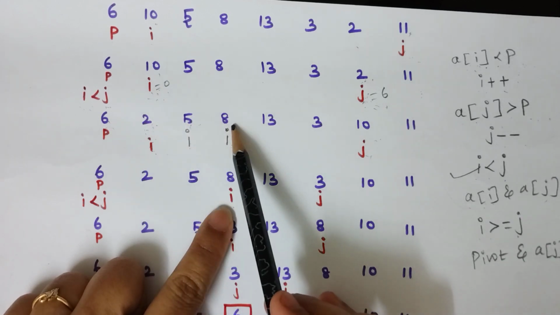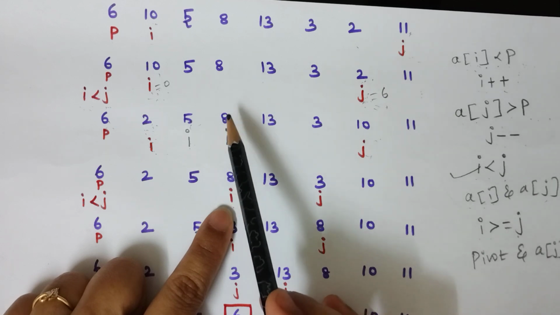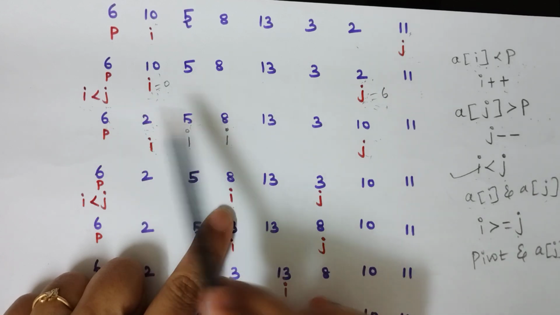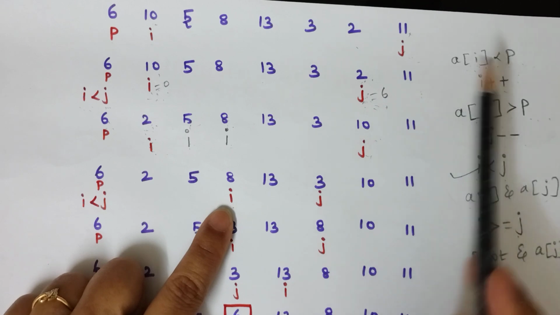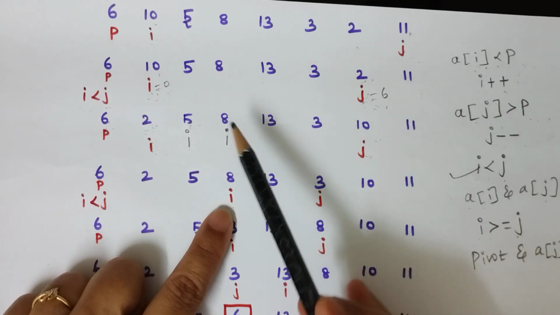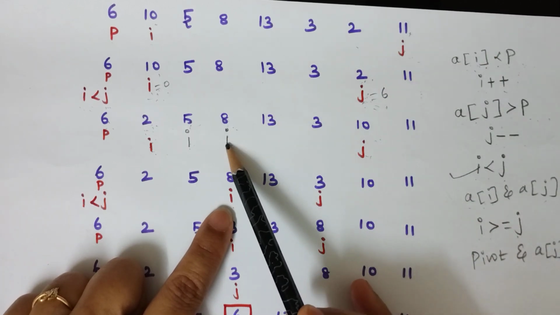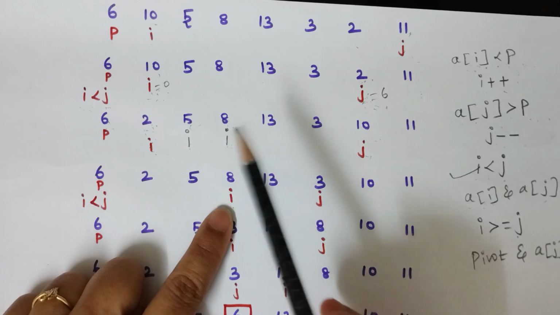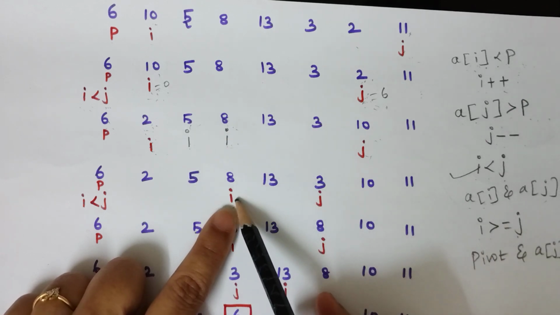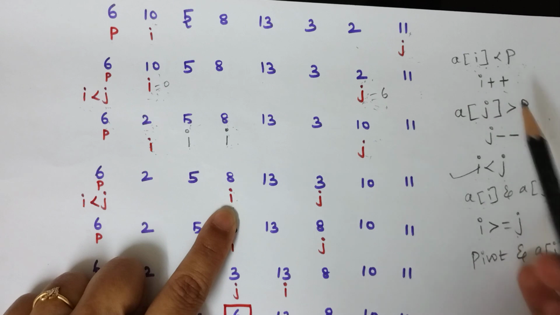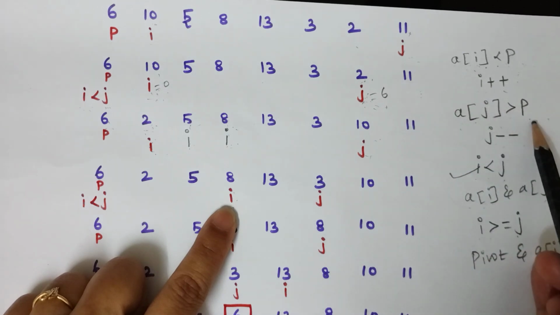Again you are comparing 6 and 8. And here, 8 is greater than 6, which is not satisfying this condition. If it doesn't satisfy the condition, then stop right there. No need to increment the value of i. So I stopped here. Now once you stop with i, next you need to go for the jth condition.